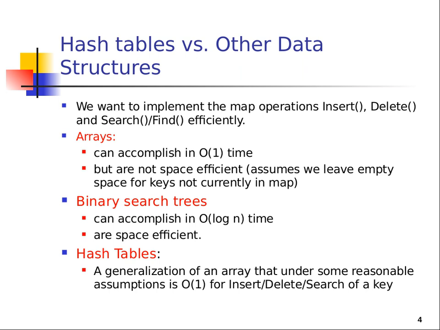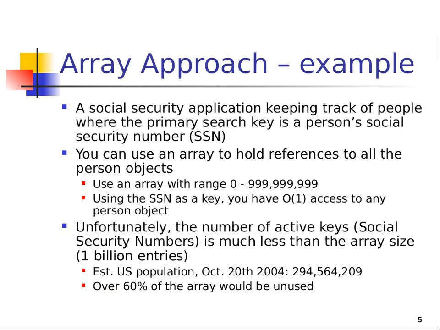With binary search trees, we can do everything in O(log n) time, which is good, but we're searching for O(1). They're good, but not exactly what we're looking for. Hash tables are a generalization of an array that, under some reasonable assumptions, in the average case give O(1) for insert, delete, and search of a key. So if we relax our requirements to O(1) in the average case, hash tables can give us this.